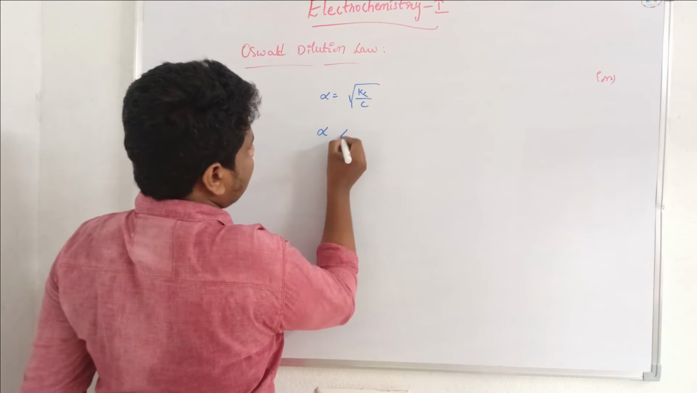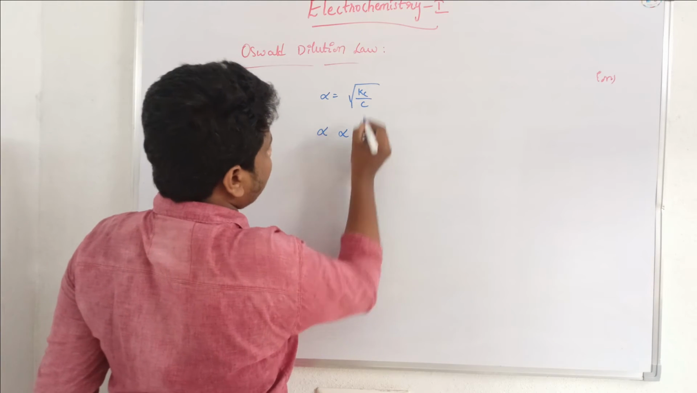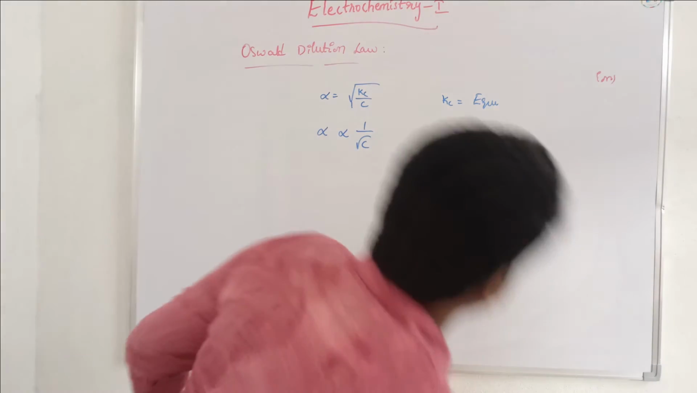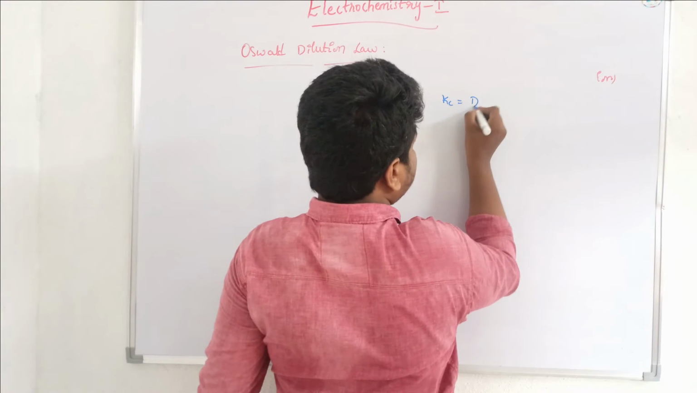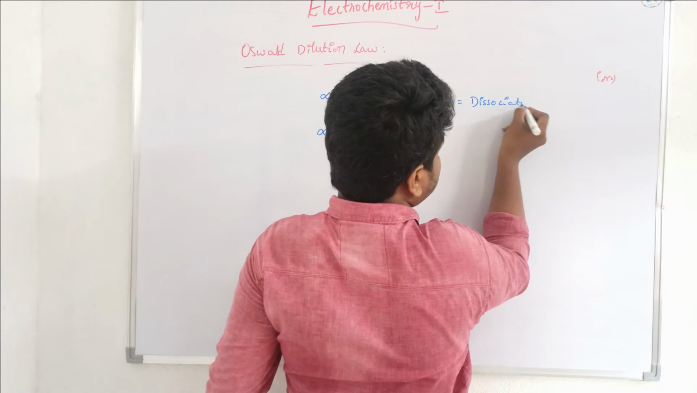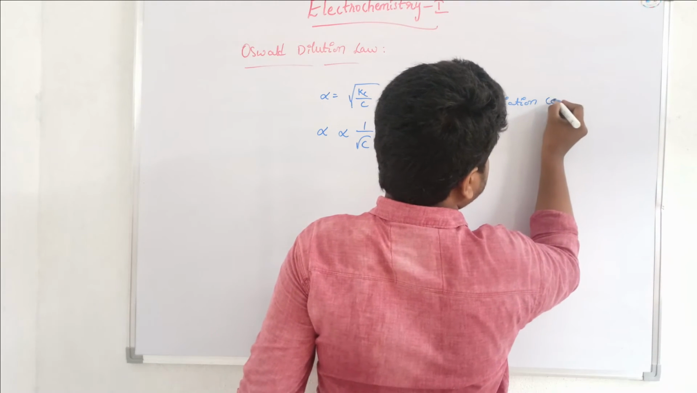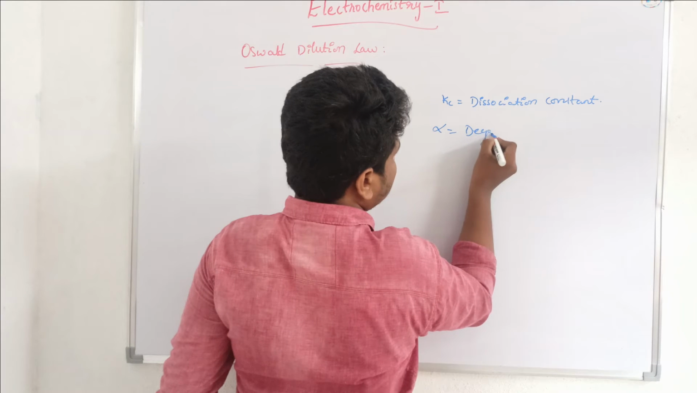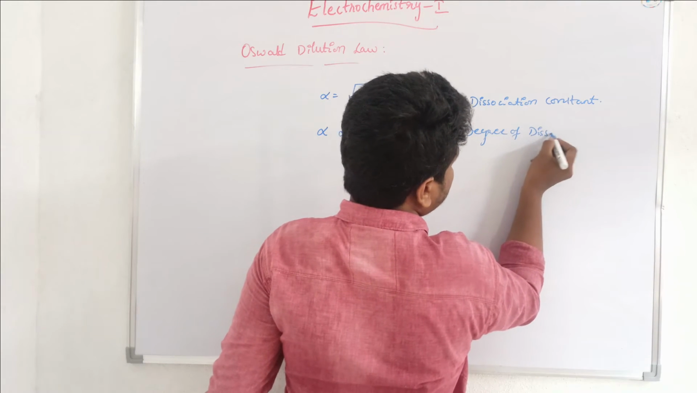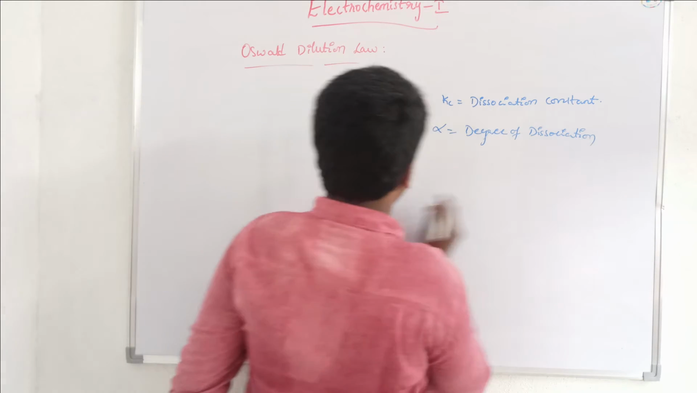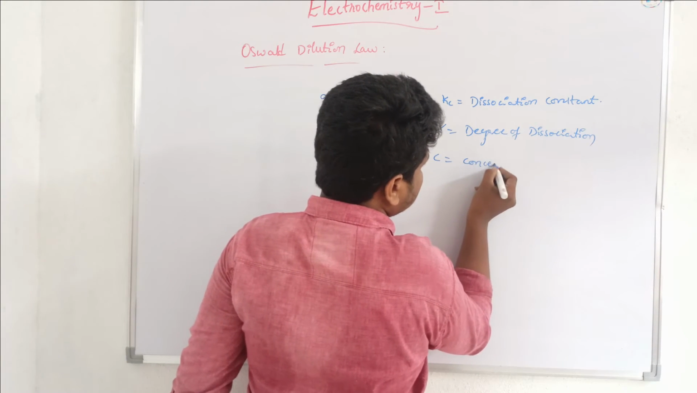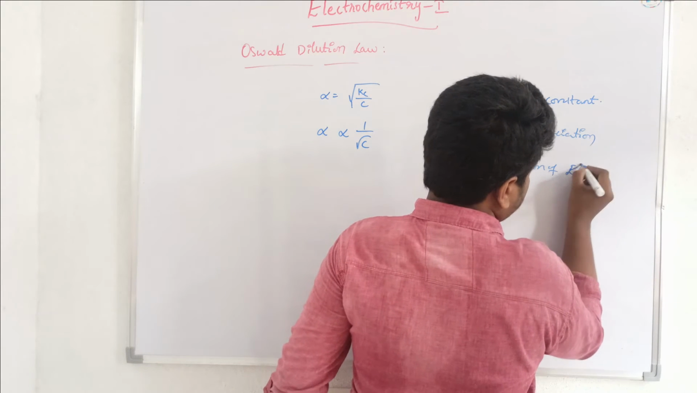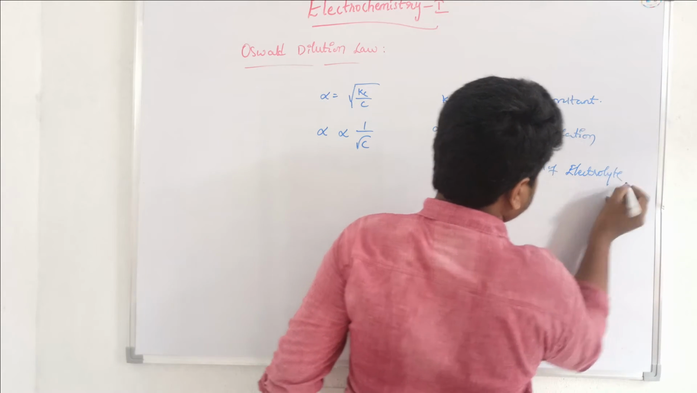So alpha is directly proportional to 1 by root C, where Kc is the equilibrium constant or dissociation constant, alpha is the degree of dissociation, and C is the concentration of the electrolyte solution.